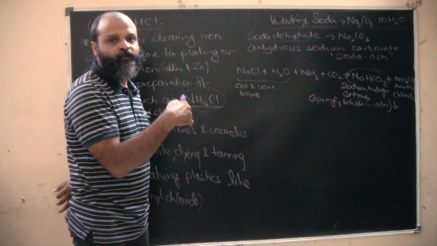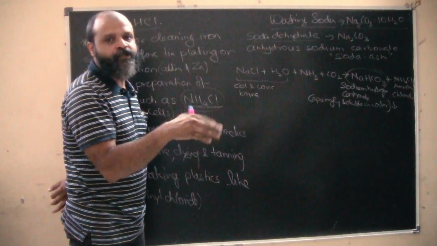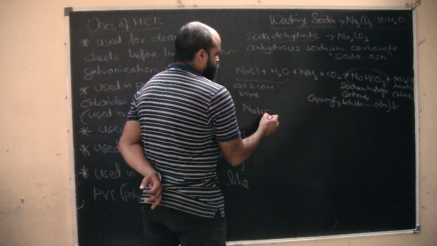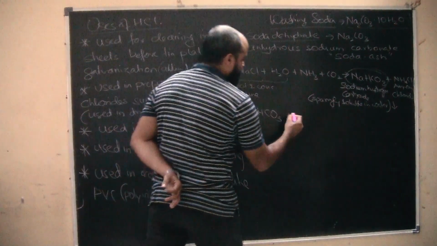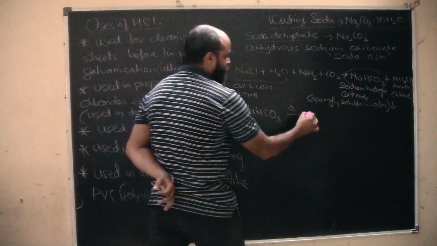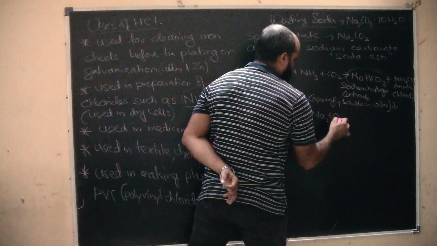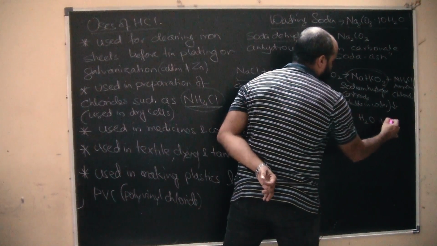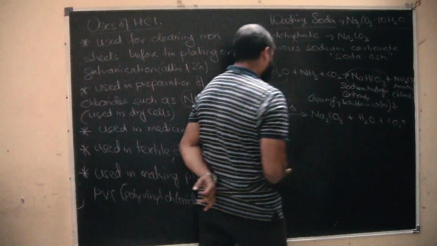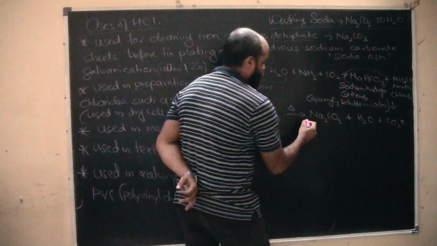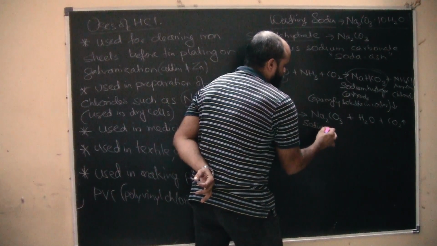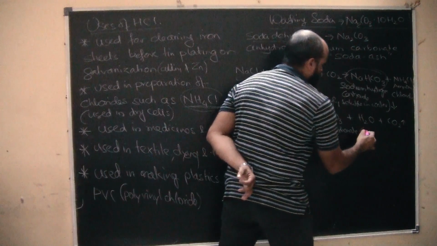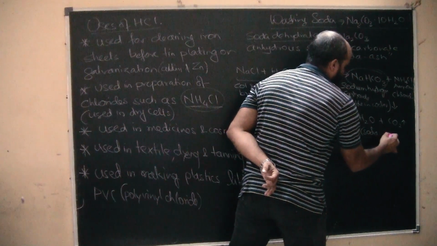We separate it out, we wash it and we dry it, and after that we subject it to heat. So sodium hydrogen carbonate is basically heated now. So what do we get? We get Na2CO3 plus H2O plus CO2. CO2 gas is evolved. So this is forming sodium carbonate. As I said, since this is anhydrous, this is also known as soda ash.